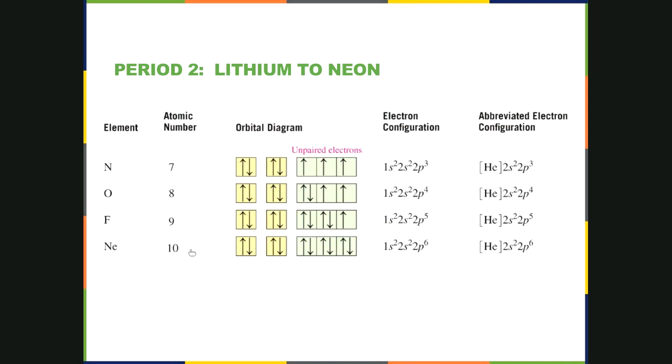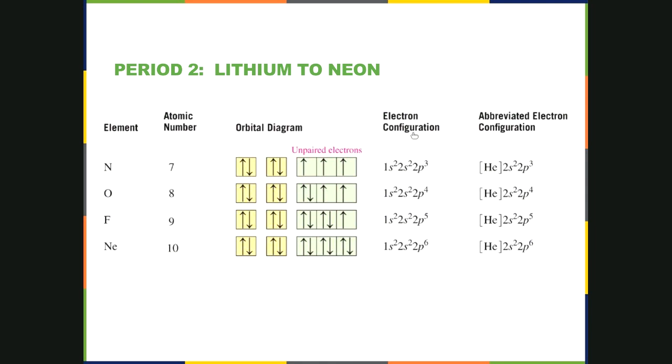Okay, here's just as we go through it, the rest of the elements. And notice as I go from nitrogen through neon, I'm adding one electron, but I start with unpaired electrons in parallel spins, and then I double up as I go from nitrogen to oxygen to fluorine to neon.